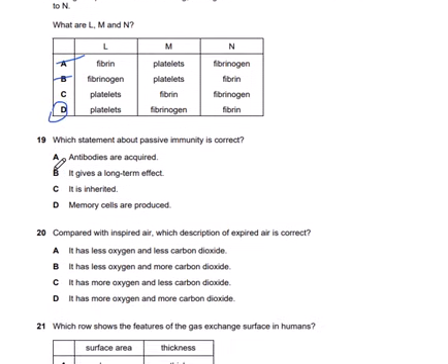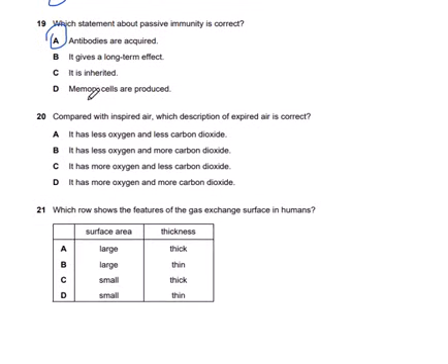Which statement about passive immunity is correct? Passive immunity, you need antibodies that are injected into your body. Memory cells are only produced in active immunity.